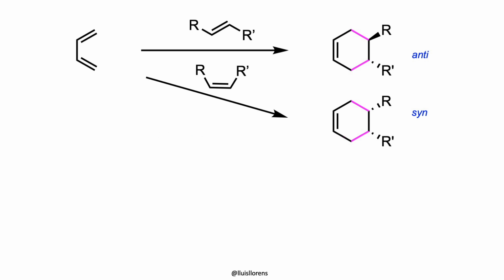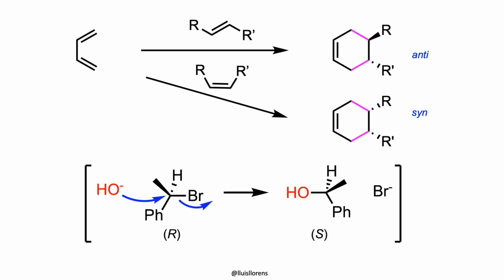The reaction is stereospecific. The stereochemical information of the diene and the dienophile is retained in the product because the mechanism of the reaction demands this stereochemical outcome. Just like in an SN2 reaction that goes with inversion of configuration.